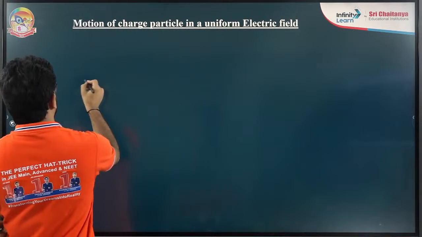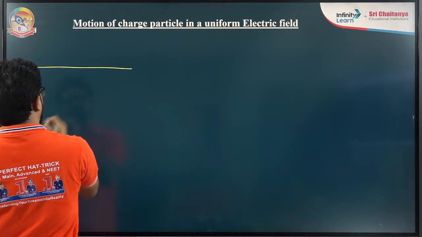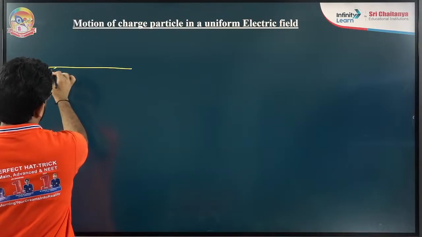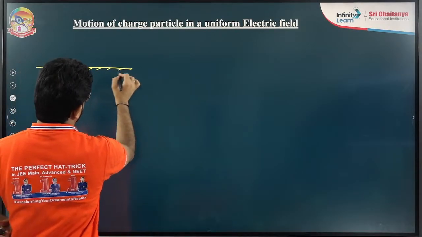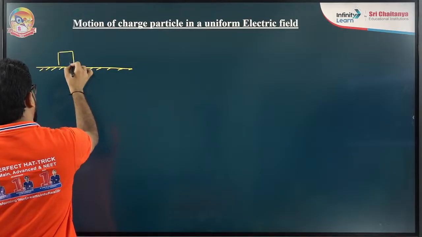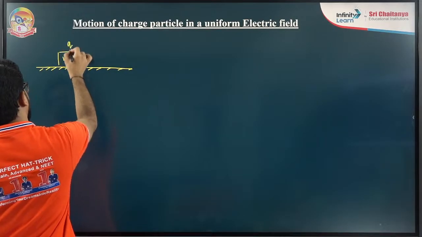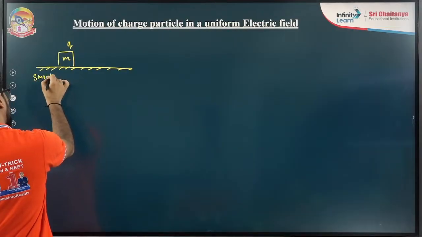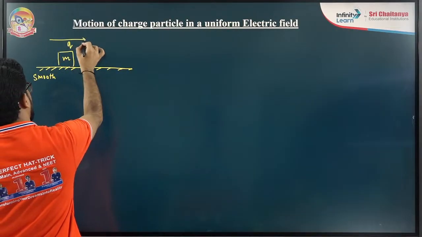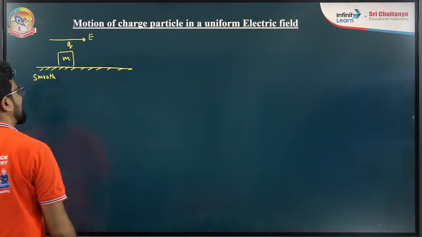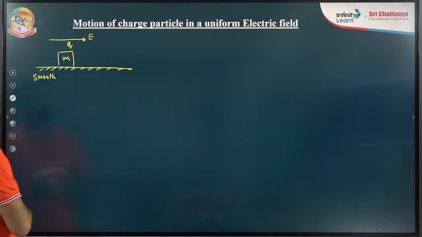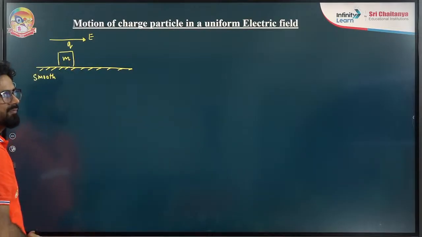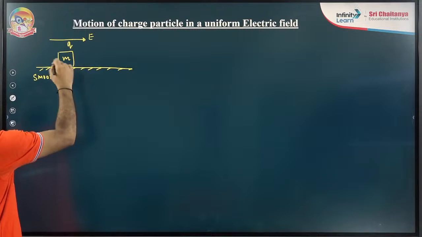What is the meaning? Suppose there is a smooth surface I am taking. On this surface you are putting one mass, charge is Q. This is a smooth surface, and there is an electric field E. Now the very first question comes to you: what is the force acting on this charged particle or this mass?